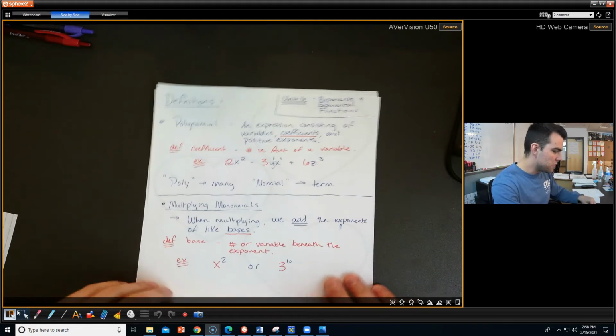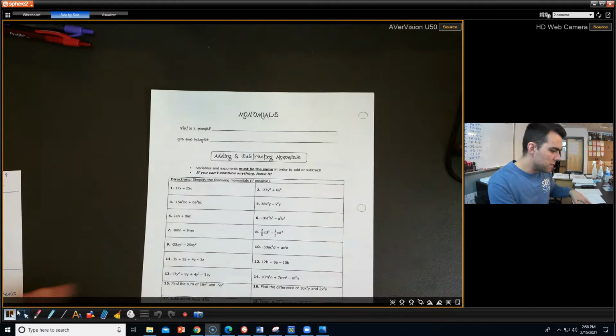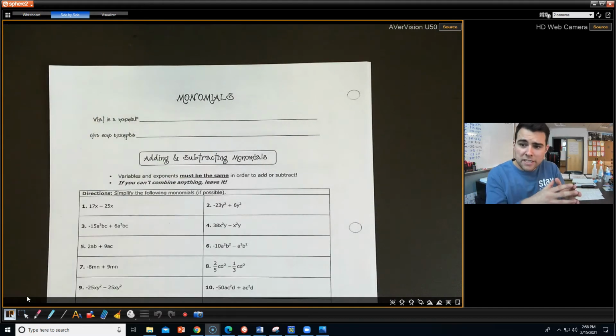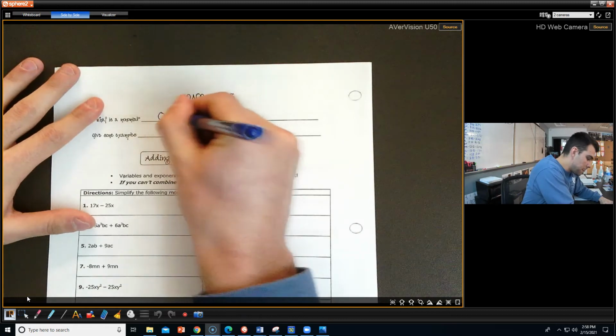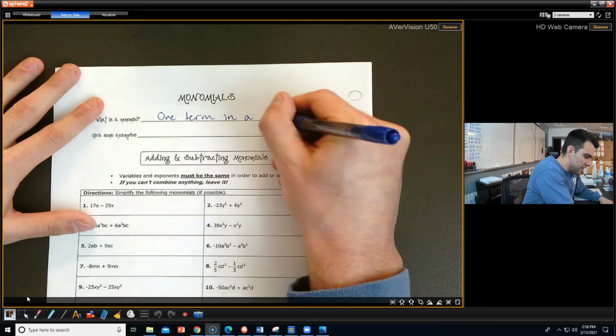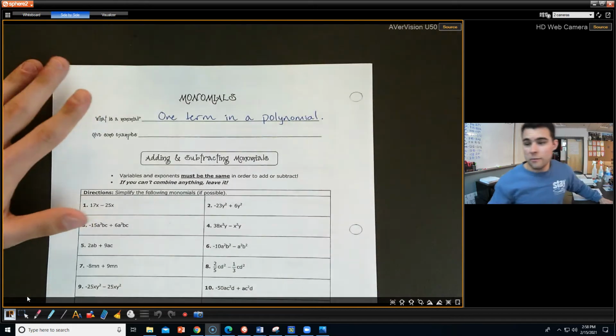Let's talk about a monomial for a second. We're going to go to our note sheet to start filling that out. We'll come back to playing around with exponents in a little bit. With a monomial, I told you poly means many. What does mono mean? Mono means 1, and we're still talking about nomials, so a monomial is just one term in a polynomial. And we'll give some examples of that.